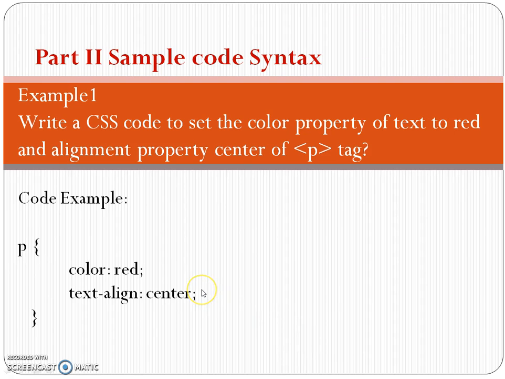Now here you can see a sample code. For example, suppose you're asked to write code to set the color property of text to red and the alignment property of a paragraph to center. The simple CSS code is: p { color: red; text-align: center; }. That is, the p is your selector, and this is the declaration part. This is the property and this is the value.